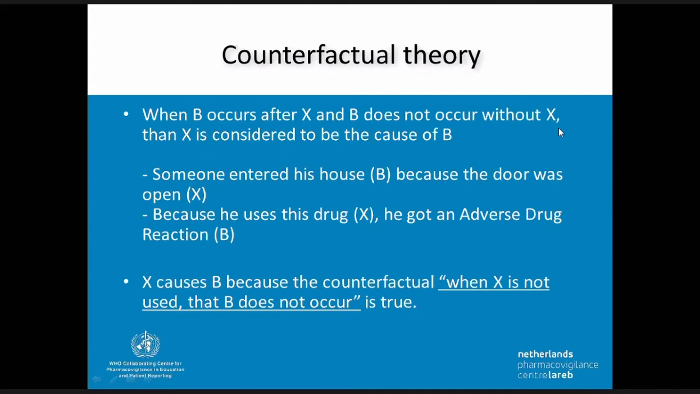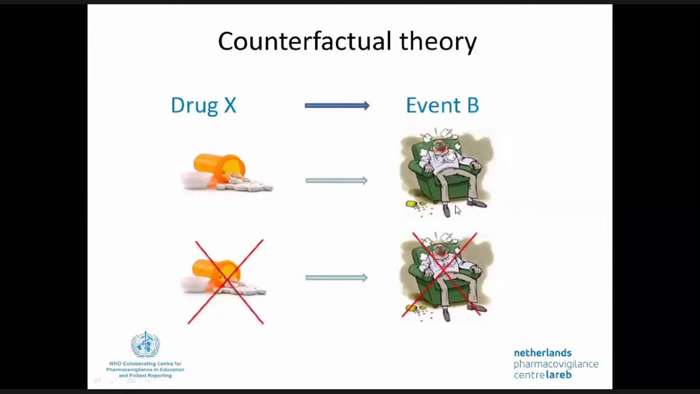So in this case, if the door is not open, it means that somebody cannot enter the house. So in this case, if somebody is not given a drug, then an adverse drug reaction won't occur. So this is basically the basis of the counterfactual theory. You have a drug X and an event B. When somebody is given a drug X, then the event B occurs, as you can see here. If somebody is not given a drug X, event B will not occur.